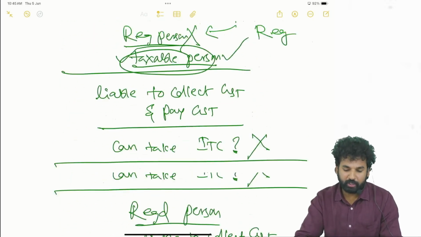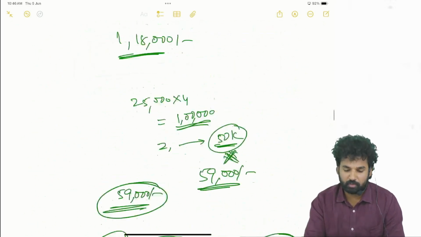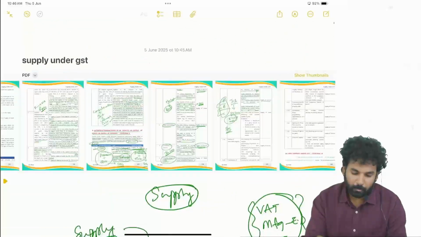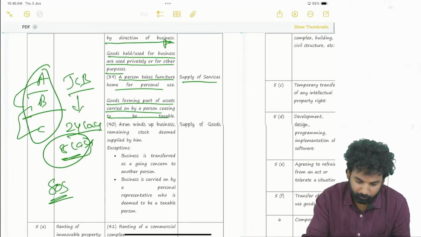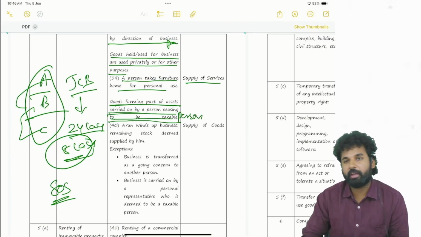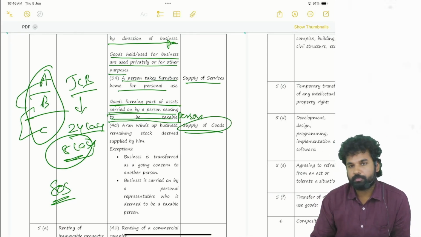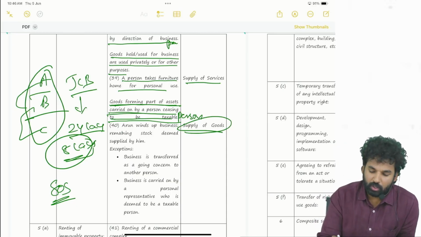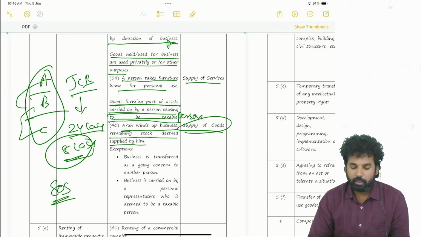So that's the point here. In Schedule 2, it is already declared as supply, whether it is supply of goods or supply of services. See here. What they are telling: goods forming part of the assets of a business carried on by a person who ceases to be a taxable person, in such cases, is supply of goods. So if Arun winds up a business, the remaining stock is deemed to be supplied by him.